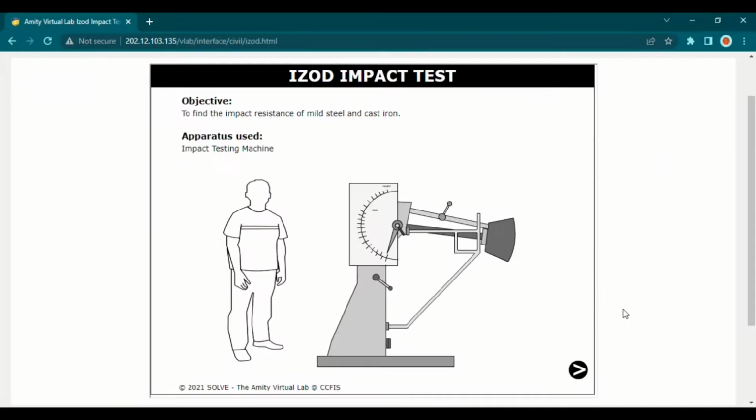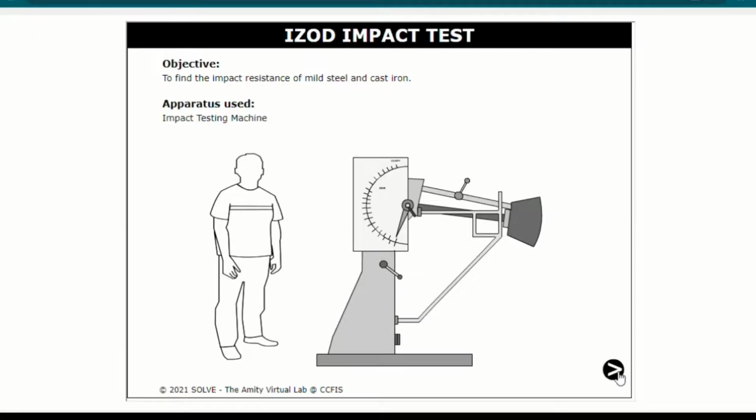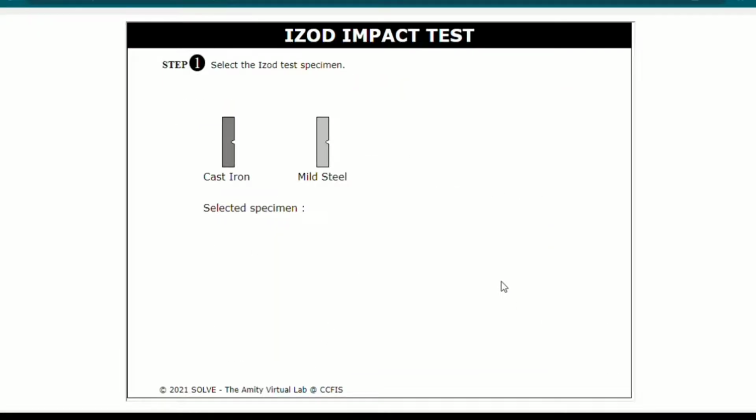Today I would like to do the Izod impact test. The objective is to find the impact resistance of mild steel and cast iron. The apparatus used is the impact testing machine. Step 1. Select the Izod test specimen. I will select cast iron.